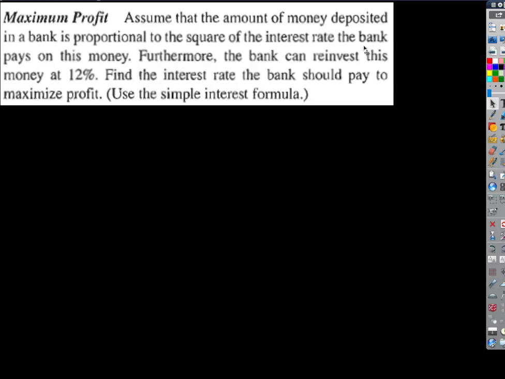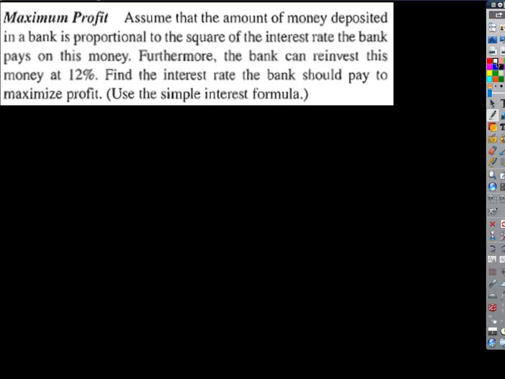So if we're just talking about this, it really isn't profit in a way. Well, I guess it kind of is. I mean, they're not taking into account the cost of the workers or anything like that, but in this bank, people love it so much they work for free. So that's a good thing, I guess, for the bank. So if the bank can reinvest the money at 12%, find the interest rate that the bank should pay to maximize profit. We'll just use simple interest formulas.